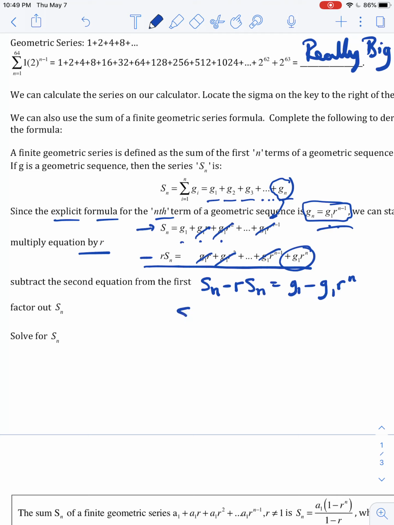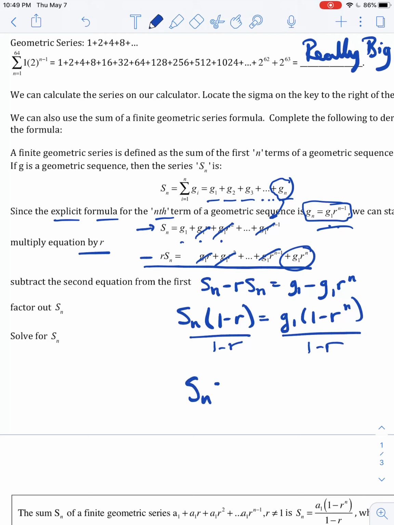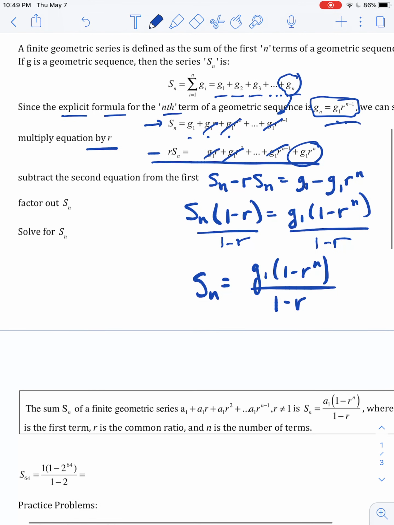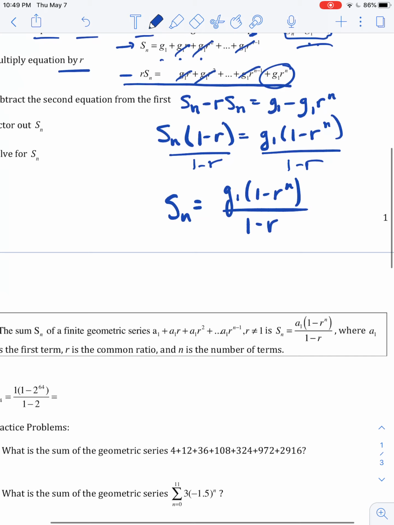So then on this side, let's factor out the S sub n. And then over here, a lot of times we'll also factor out the G1. And then to solve for S sub n, we just divide by 1 minus r. So our formula for the sum of a geometric series is G1 times 1 minus r to the n all over 1 minus r. And that's our formula, okay? So that's the sum of a finite geometric series.